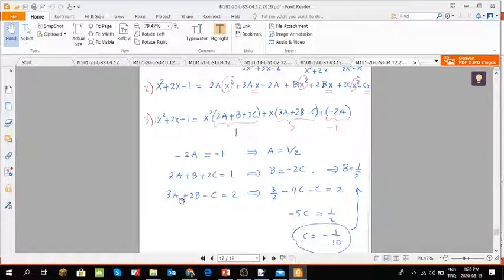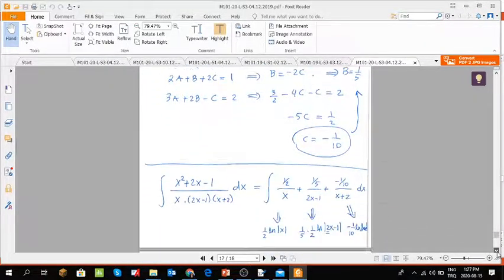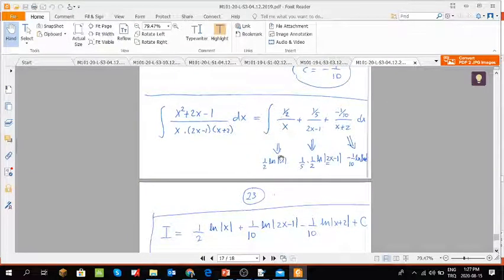Once A is 1 over 2, you put it in. Then you get B equals, 2 times 1 over 2 is 1, the 1's cancel, B becomes negative 2C. Take this B equals negative 2C, put it in here, and you get C to be negative 1 over 10, and B is equal to 1 over 5, and you are good to go. You found A, B, C. That's what we wanted. Then this expression is equal to A over x plus B over this plus C over this. We found A, B, C.